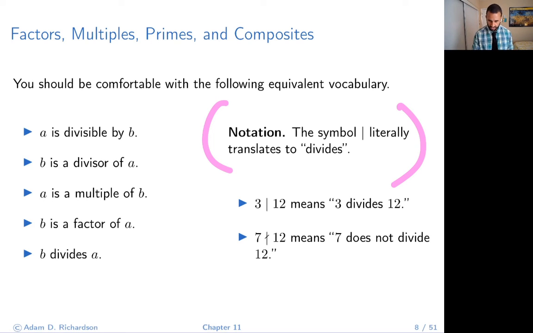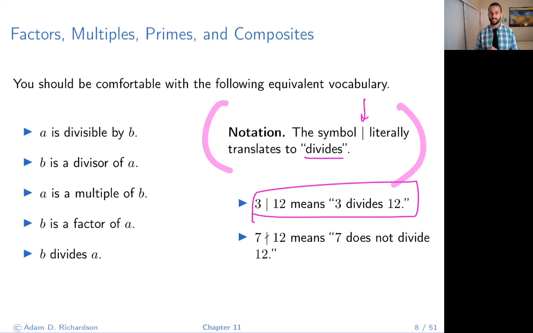The other thing, over here on the right, is that symbol, this little vertical bar, which literally translates to the word divides. So if you see something like this, it literally means 3 divides 12. Direct translation. Similarly, if you see this symbol, the little line with a slash through it, that means does not divide.